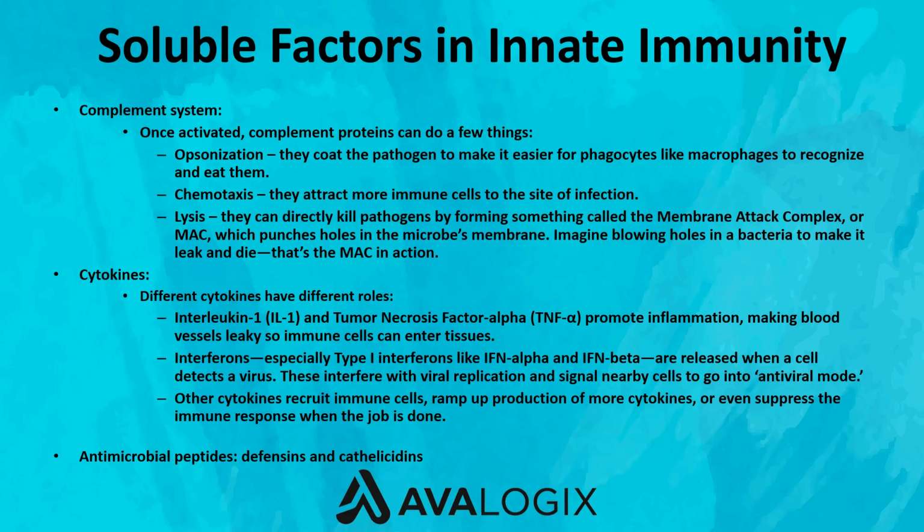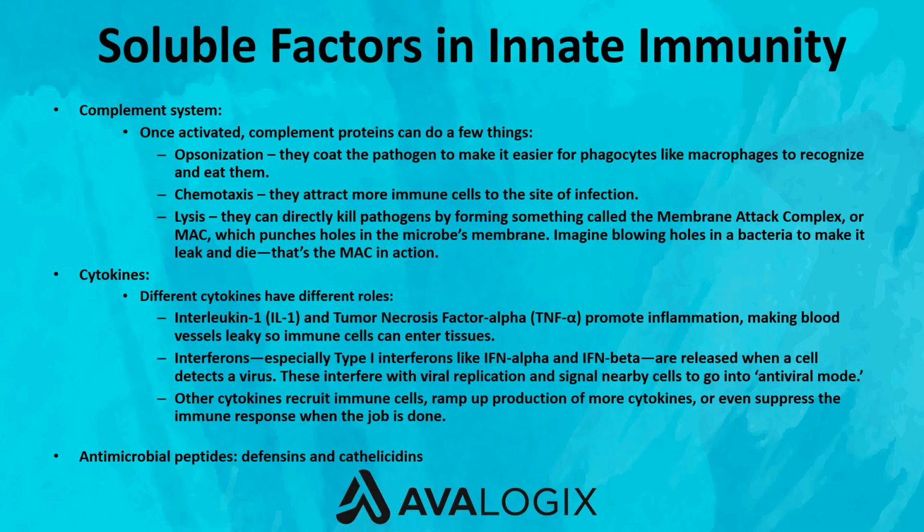Next up, cytokines. These are like text messages between immune cells. They're small proteins that help cells talk to each other. Different cytokines have different roles. Interleukin-1, IL-1, and tumor necrosis factor alpha, TNF-alpha, promote inflammation, making blood vessels leaky so immune cells can enter tissues.